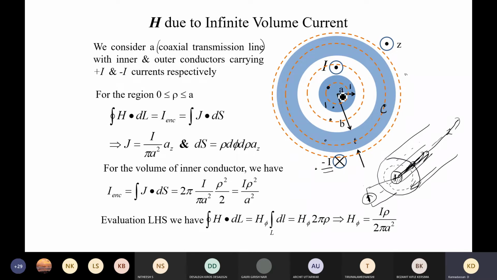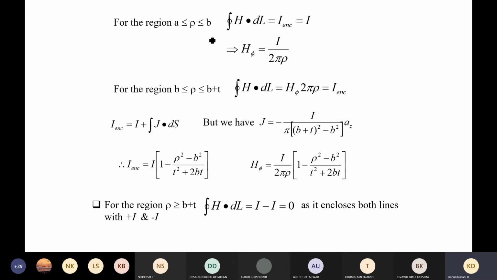So for this Amperian path, the radius is less than A. And for this, it is more than A. And for this, it is more than B. And after that, it is still greater than B. So in these four different cases, we have to place this Amperian path and collect the magnetic field. That is what is described here. For the region up to A, then the region up to B, then the region beyond B, how the magnetic field will be available.